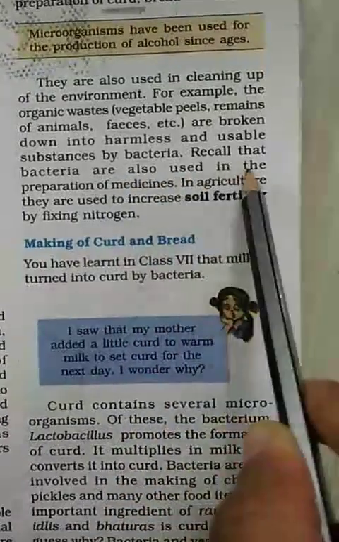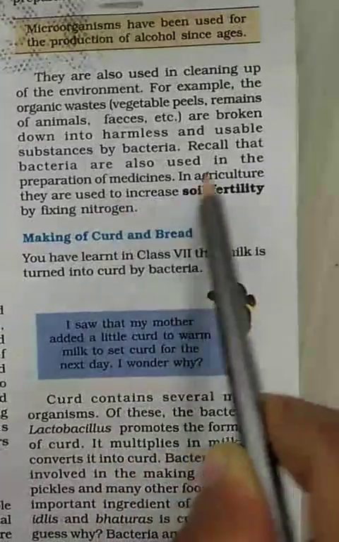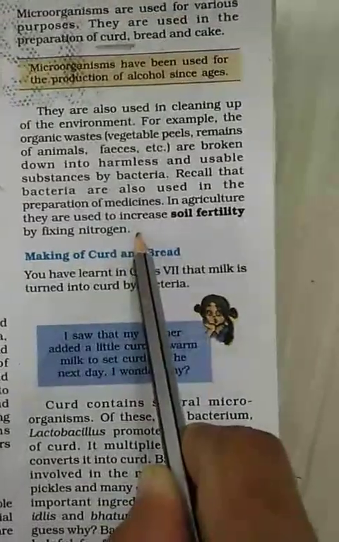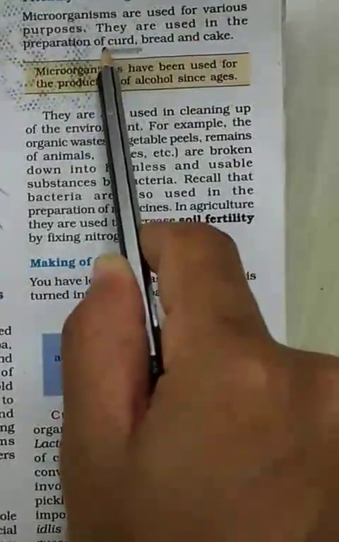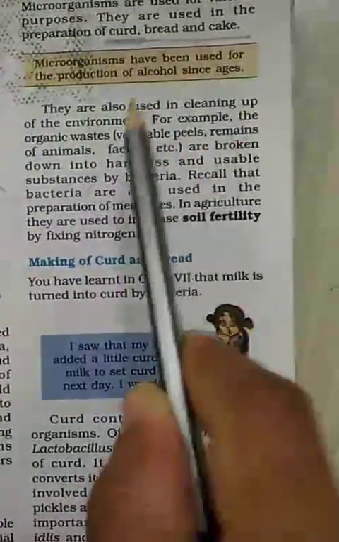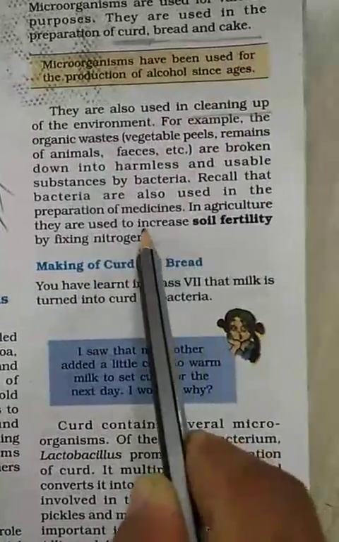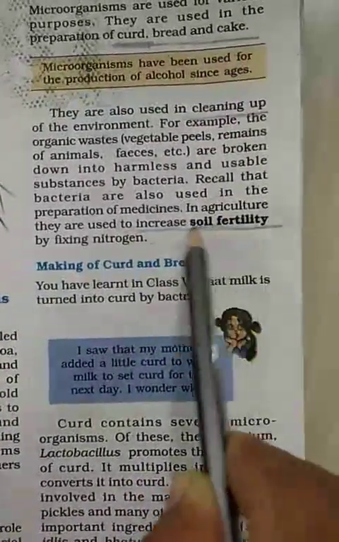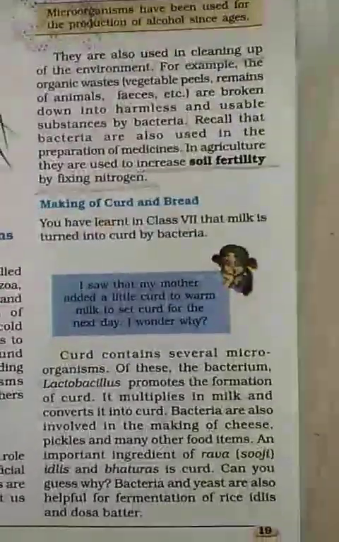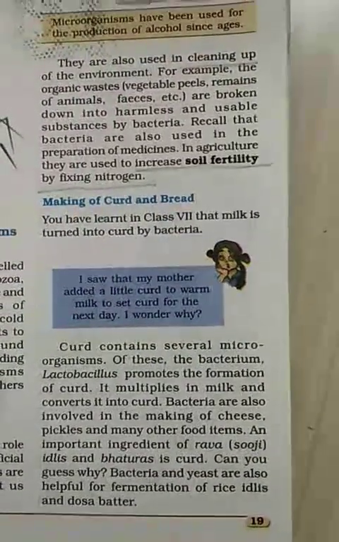Bacteria are also used in the preparation of medicines. In agriculture, they are used to increase soil fertility by fixing nitrogen. In this way, microorganisms are helpful in the preparation of curd, bread, cake. They are also helpful to clean the environment and increase soil fertility by fixing nitrogen. Now, how is curd prepared, or how is bread prepared using microorganisms?